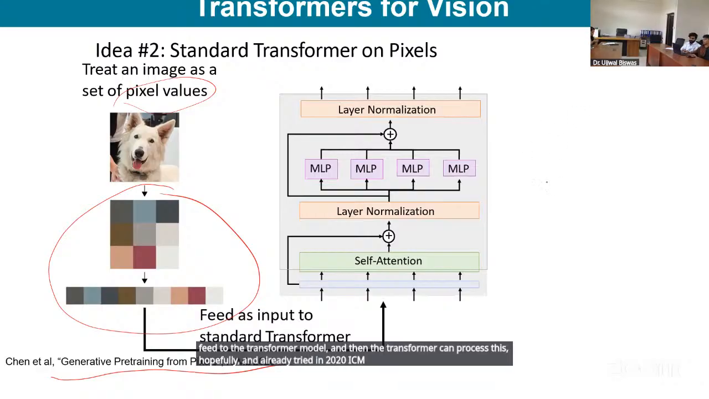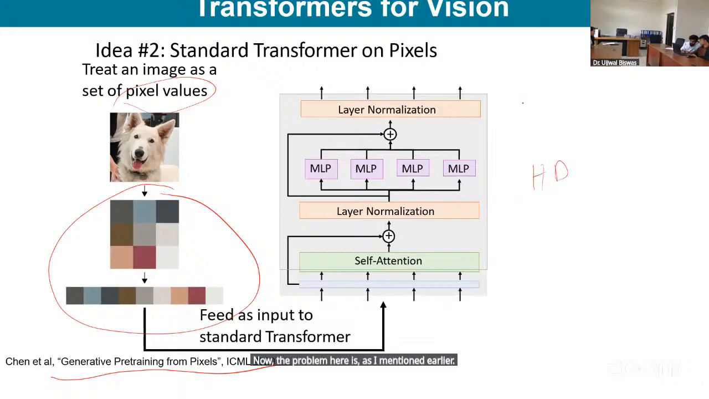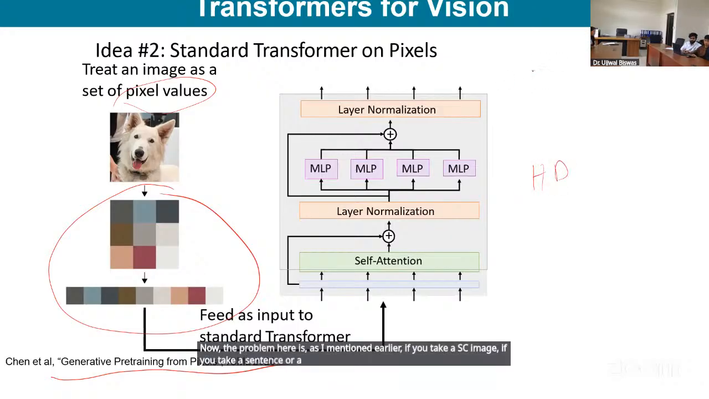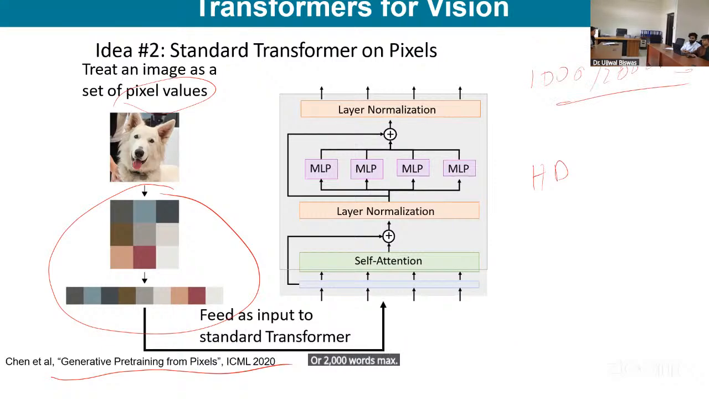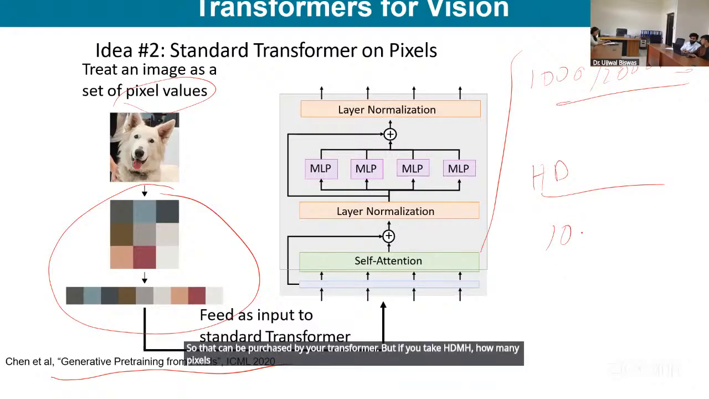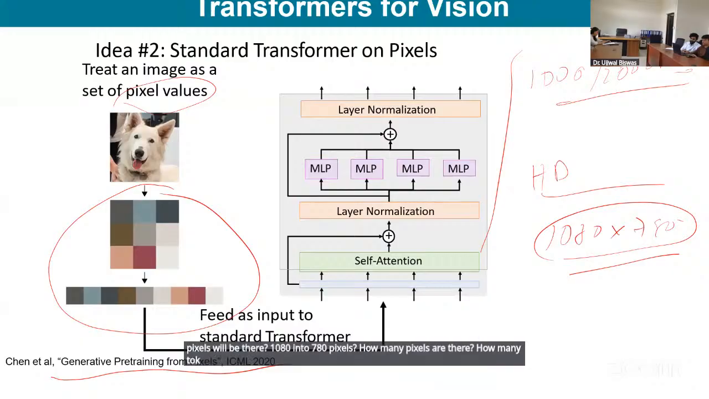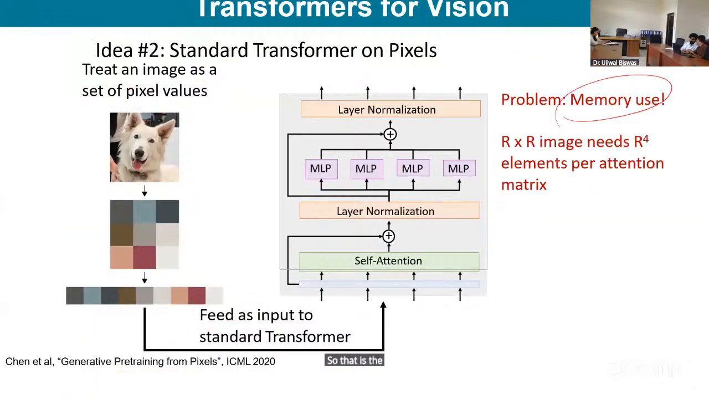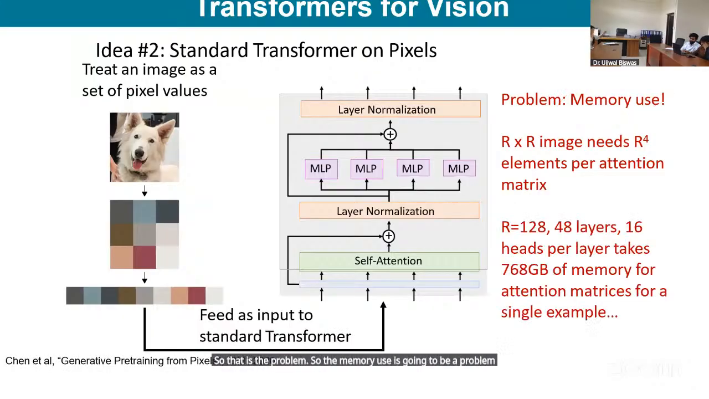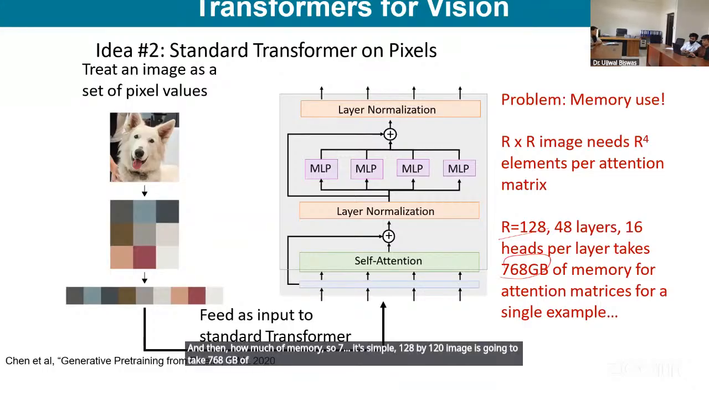Now the problem here is, as I mentioned earlier, if you take a sentence or a paragraph or a document, it is maybe 1000 or 2000 words at max. So that can be processed by our transformer. But if you take an HD image, how many pixels will be there? 1080 by 780 pixels. How many tokens does it have to process? So that is the problem. The memory use is going to be a problem. And how much memory? A simple 128 by 128 image is going to take 768 GB of memory, which is not a feasible approach. So what can be done?